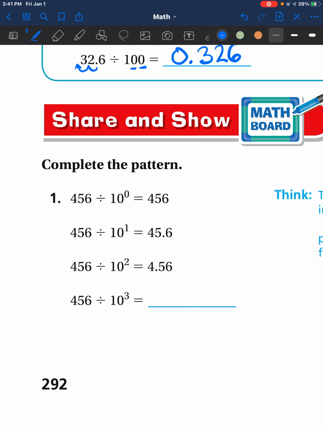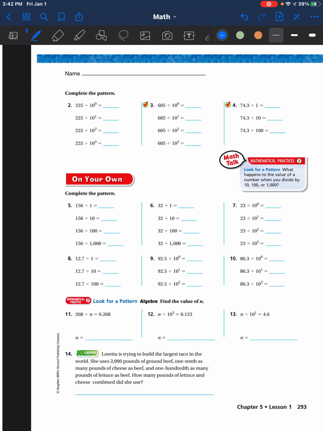It already has most of it completed for us. It had a 0 in the exponent, so it didn't move at all. It had a 1 in the exponent, so it only moved 1 place over. Here it had a 2 in the exponent, so it moved 2 places over. And then it had a 3 in the exponent, so it moves 1, 2, 3. So our answer is going to be 0.456.